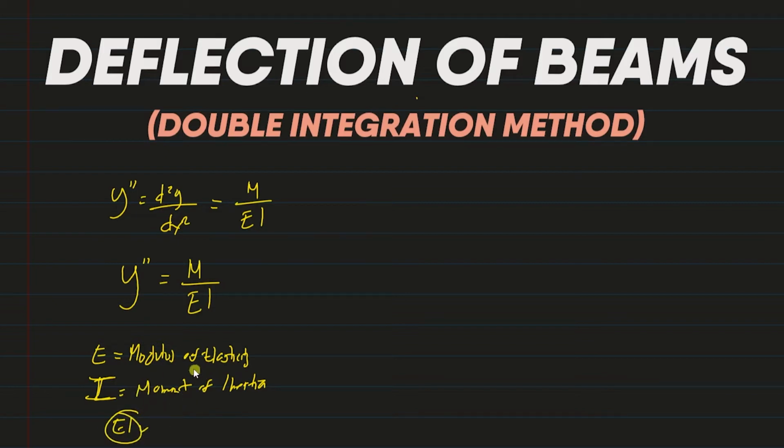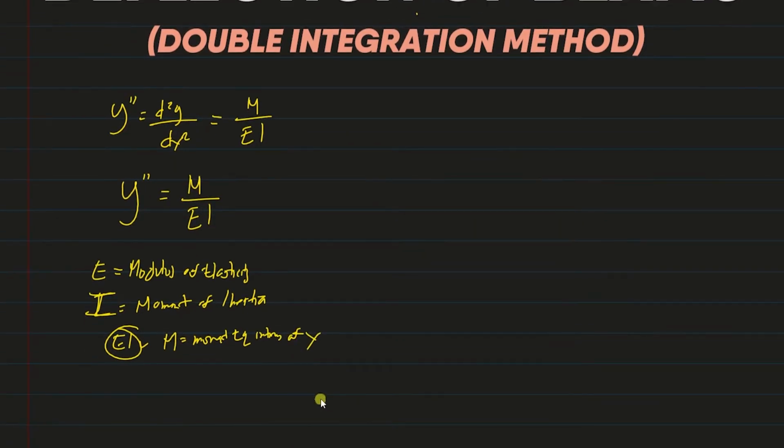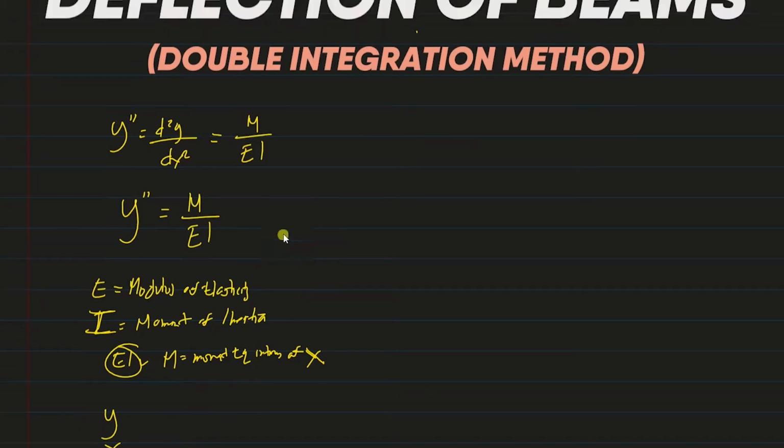Okay? So, next, ano itong M? Now, this M, mga bis, is the moment equation in terms of X. We will deal with that later, mas maintindihan natin yan. How can we solve for the moment equation in terms of X? And lastly, Y. This variable Y is the vertical deflection. And the variable X will be the horizontal distance. Mas maintindihan nyo yan kapag may example na tayo.